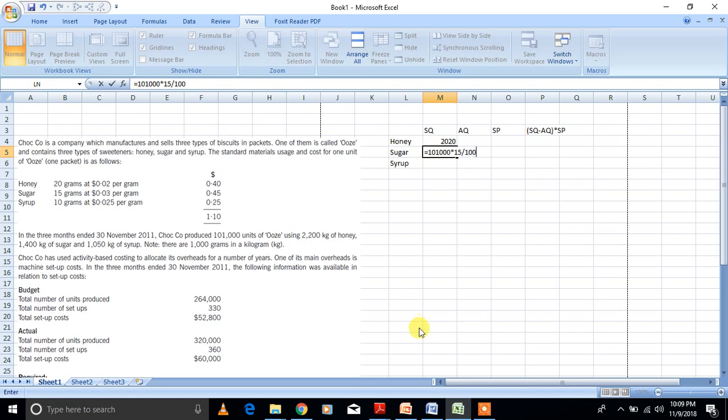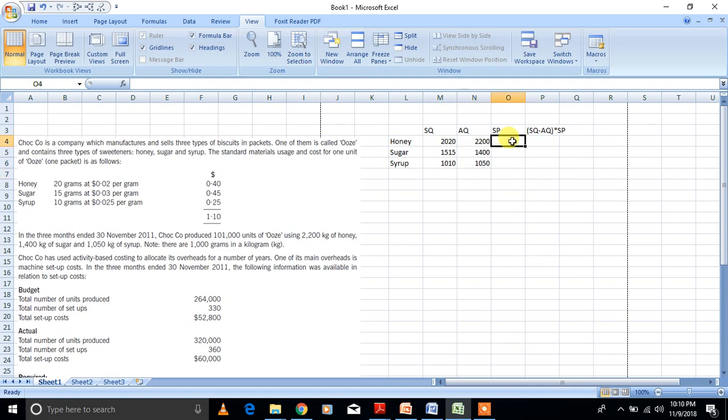15 grams is the standard. That is the kilograms, 101,000 multiplied by 10 grams, divided by 1000 to convert that to kilograms. I forgot the equal sign. Without it, it doesn't give you the answer. Equal. Actual quantities used: 2,200 kilograms of honey, 1,400 kilograms of sugar, and 1,050 kilograms of syrup.